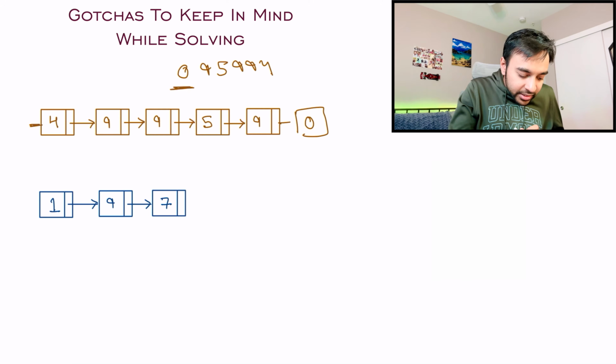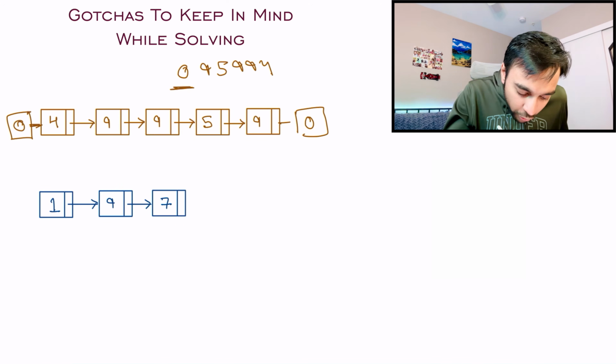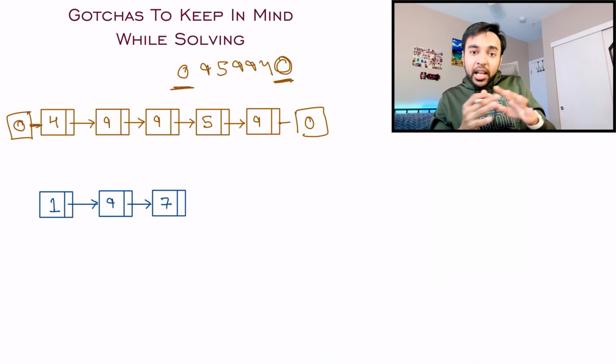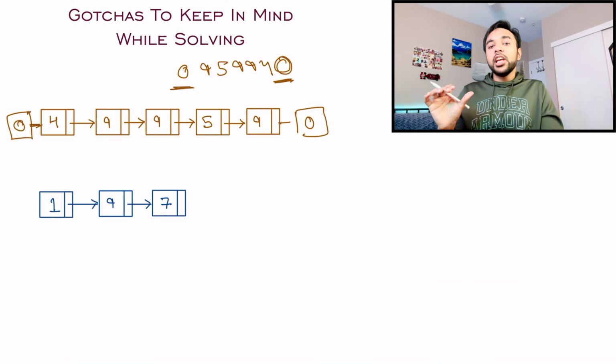Whereas if this 0 was at the beginning of the linked list, then what will happen? This 0 will eventually come over here, right? And this actually multiplies the original number by 10. So this kind of becomes the first thing that you should take care about.